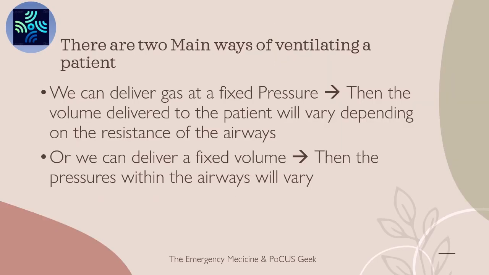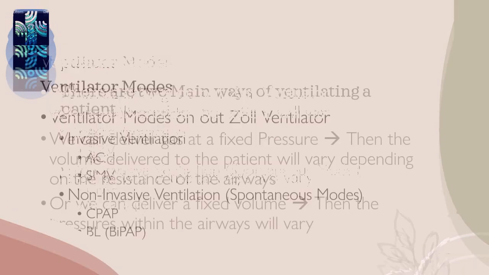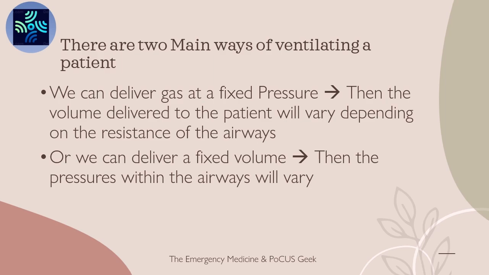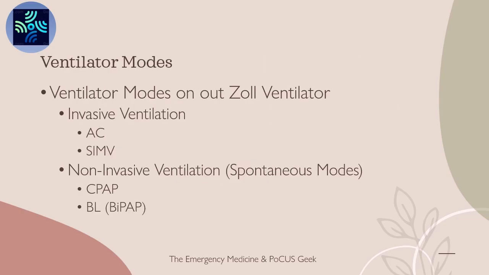There are two main ways of ventilating a patient. We can deliver gas at a fixed pressure. Then the volume delivered to the patient will vary depending on the resistance of the airways. Or we can deliver a fixed volume. Then the pressures within the airways will vary. Let's look at the commonly used ventilator modes.